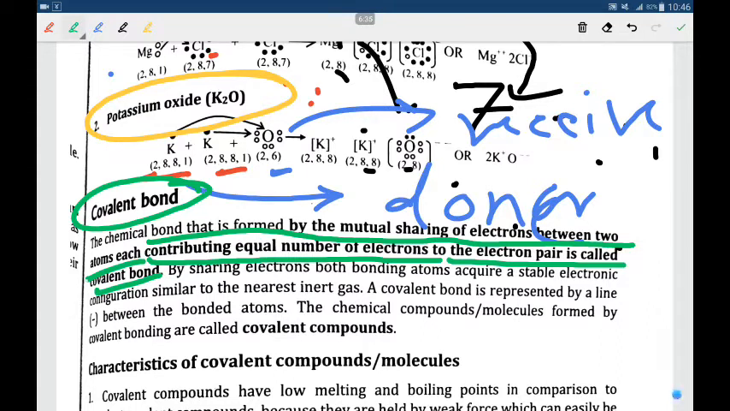Students, what happens in covalent bond? In covalent bond, the atoms share an equal number of electrons. If one atom shares one electron and another also shares one, it means they will be sharing one pair of electrons. In another, there may be 2 pairs, or 3 pairs of electrons sharing. So the same electrons are taken by both.